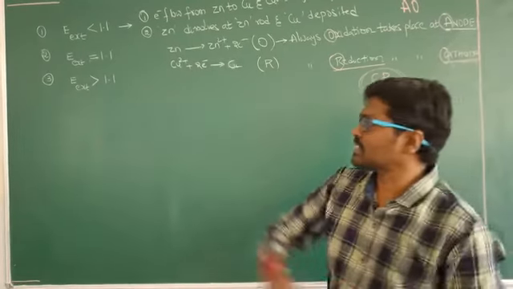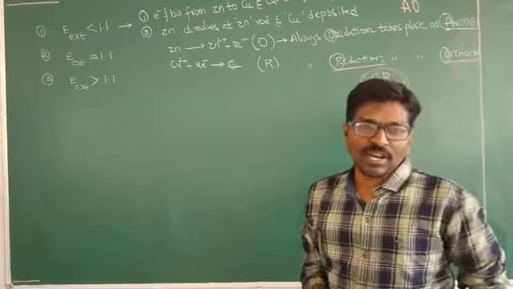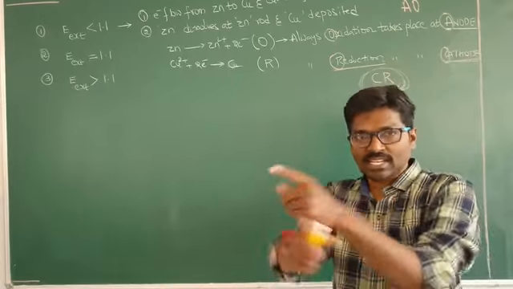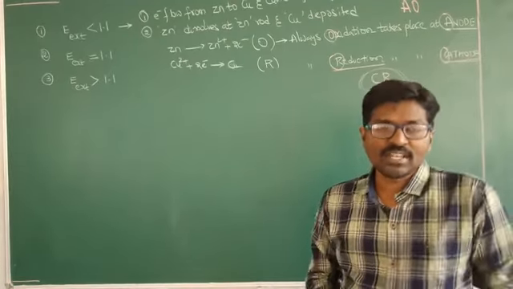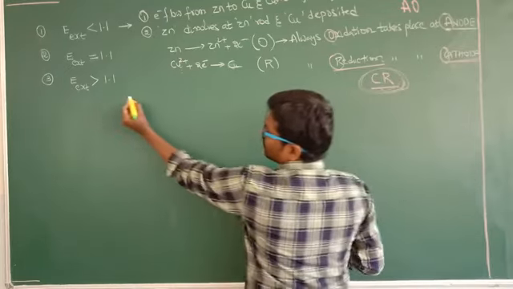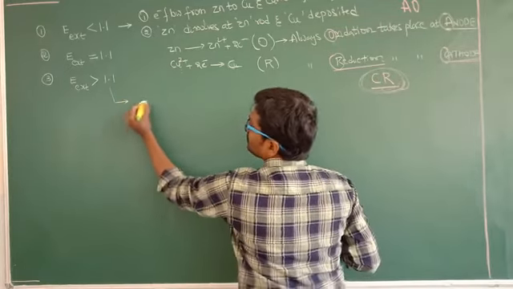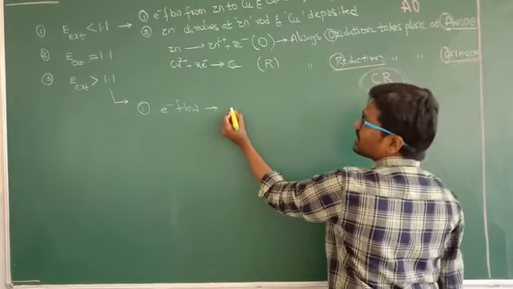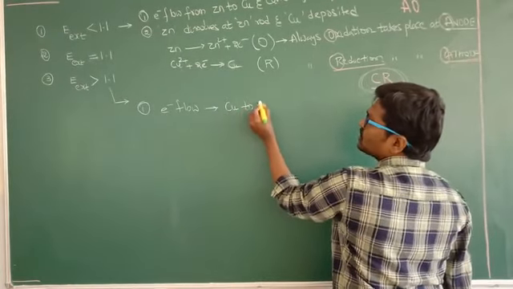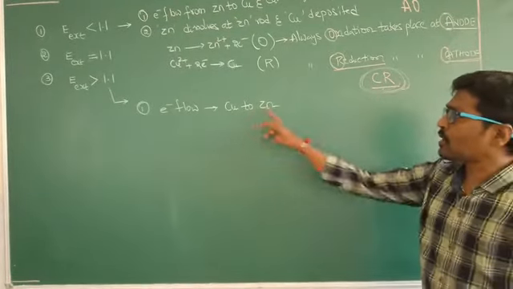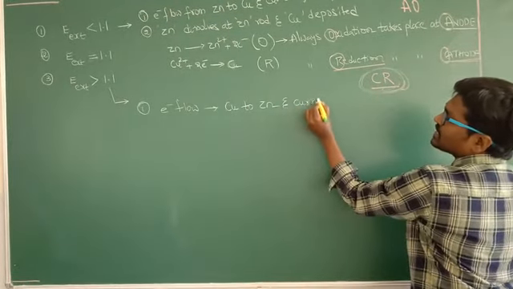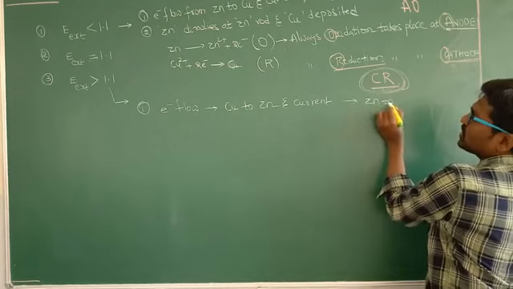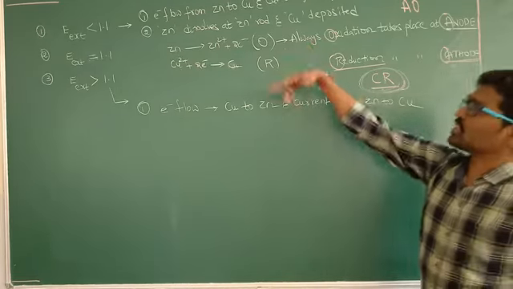Next, coming to the third one: the external potential is greater than 1.1. If the external opposite potential applied on that galvanic cell is greater than 1.1, at that time what happens? First, electrons flow from copper to zinc. And the current flows from zinc to copper, reverse to the first case.